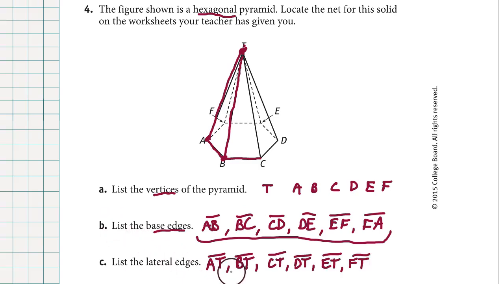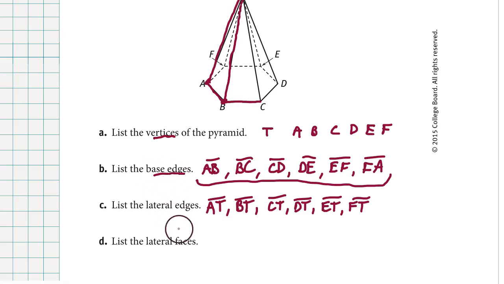And here are all 6 of the segments that are the lateral edges. Again, if the base has 6 vertices, then there must be 6 lines running from the base up to the top point of the pyramid. You have to have 6 lateral edges, or you forgot some.